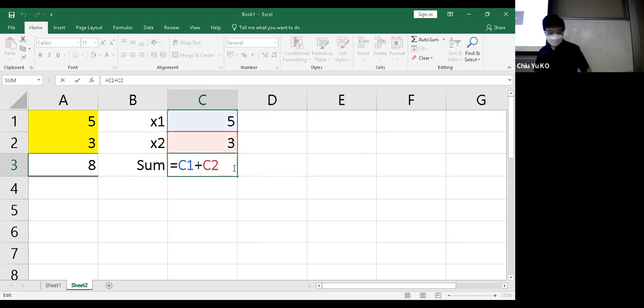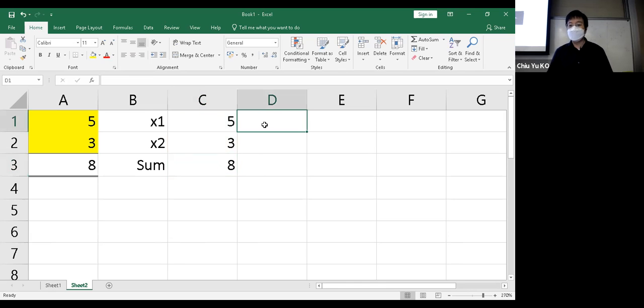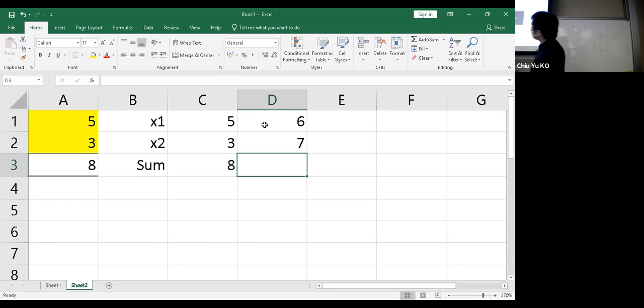If I have another column where I do the same thing, maybe 6 and 7, do I need to input the formula again?